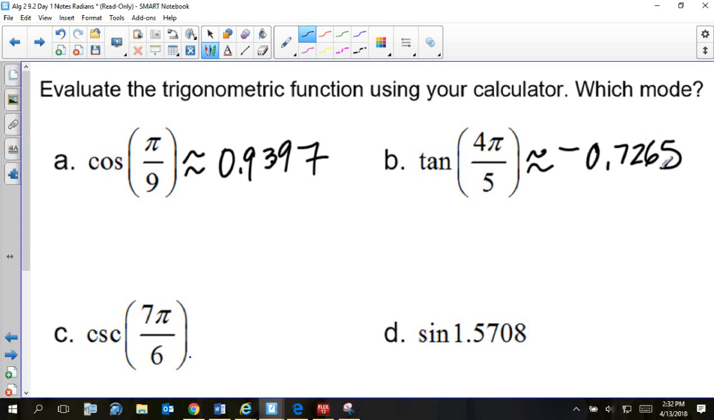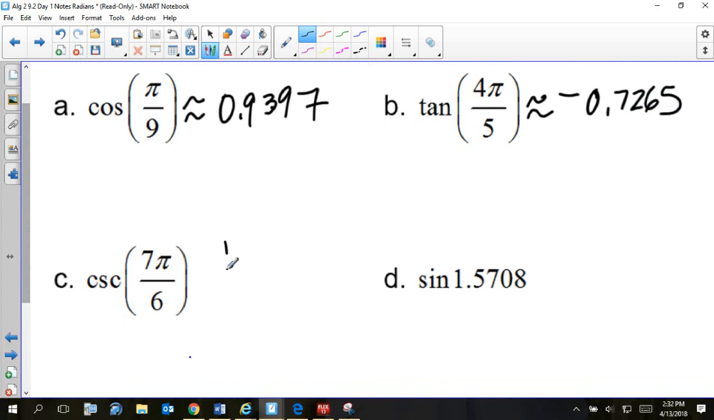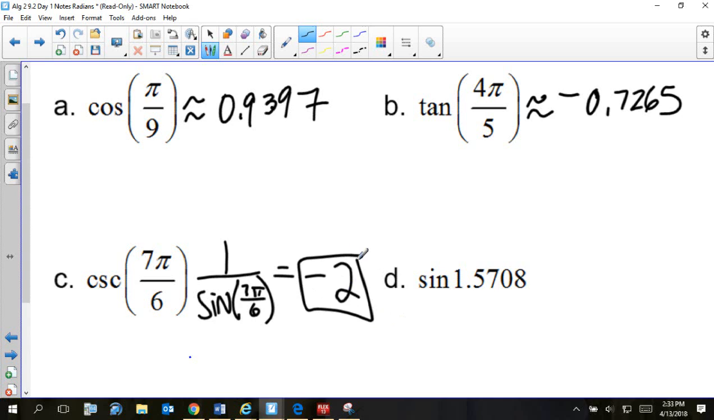All right, C. How do you type cosecant? 1 divided by sine. Where's the angle go? With the sine down at the bottom. 7 pi over 6. Now, please type this in so you can make sure you're typing it in correctly. It actually equals an exact answer of -2. Remember, cosecant goes with regular sine. Cosine goes with secant. There's only one co per couple.